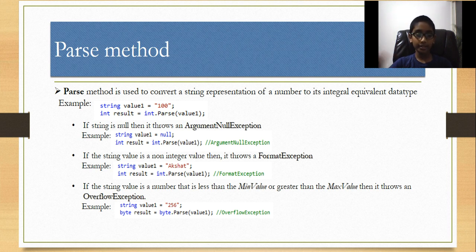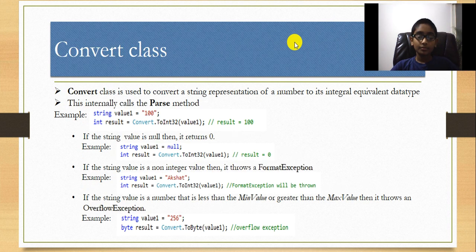Now let's move on to the Convert class. The Convert class is also used to convert a string representation of a number to its integral equivalent data type. So this is used kind of the same as the parse method. What happens is this internally calls the parse method, which I've already explained.